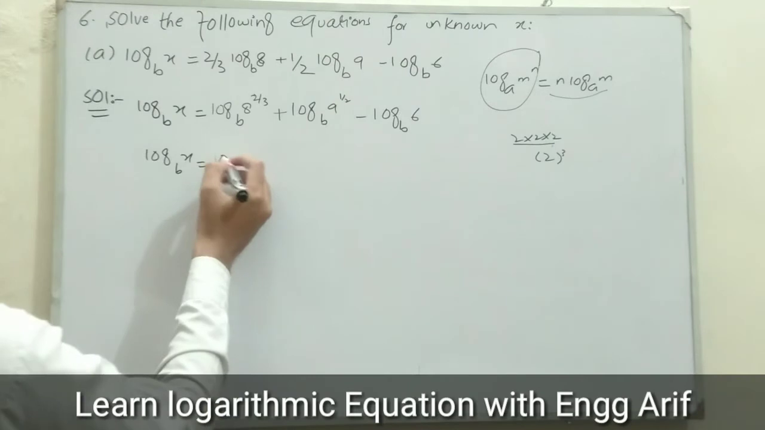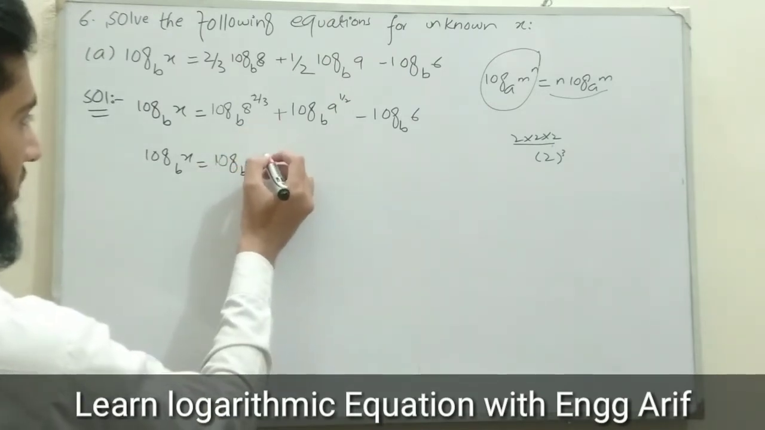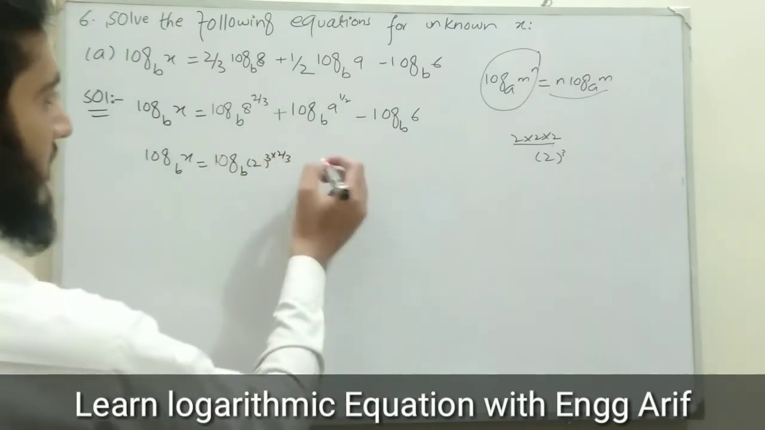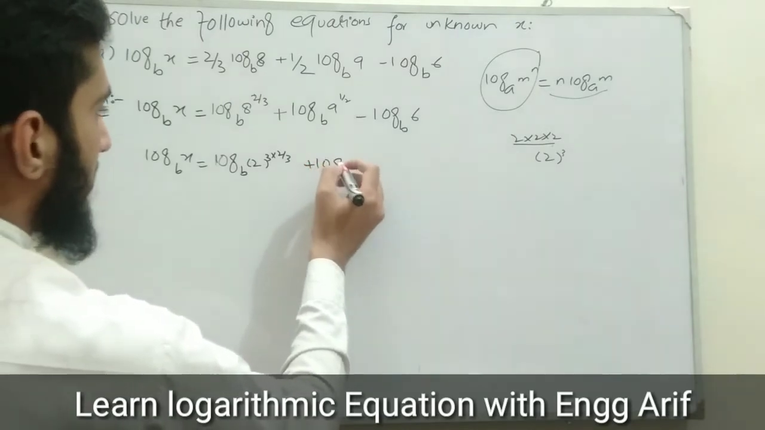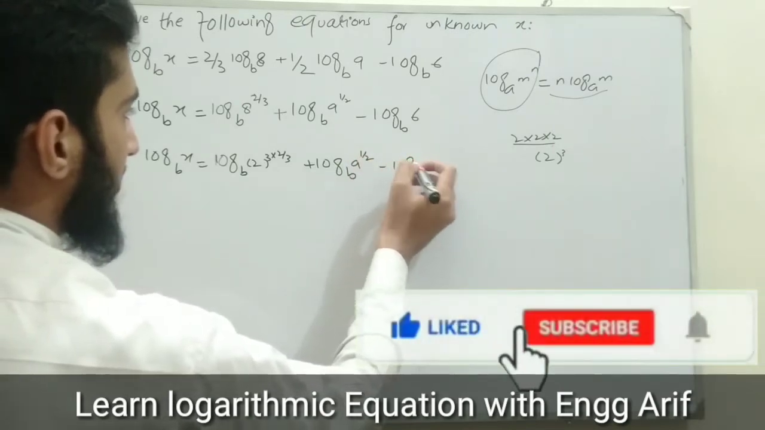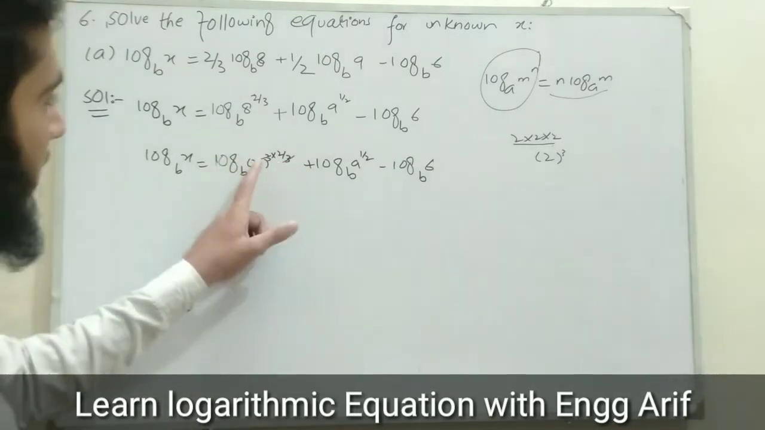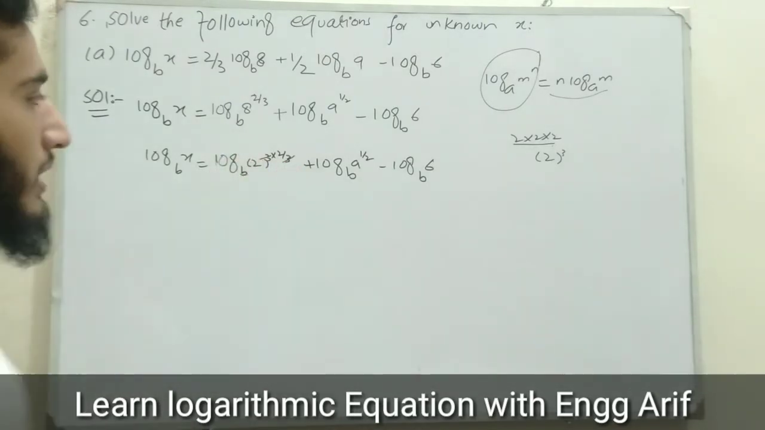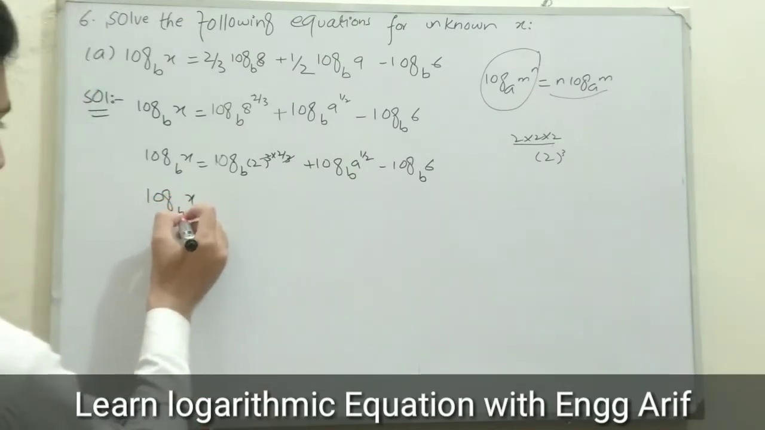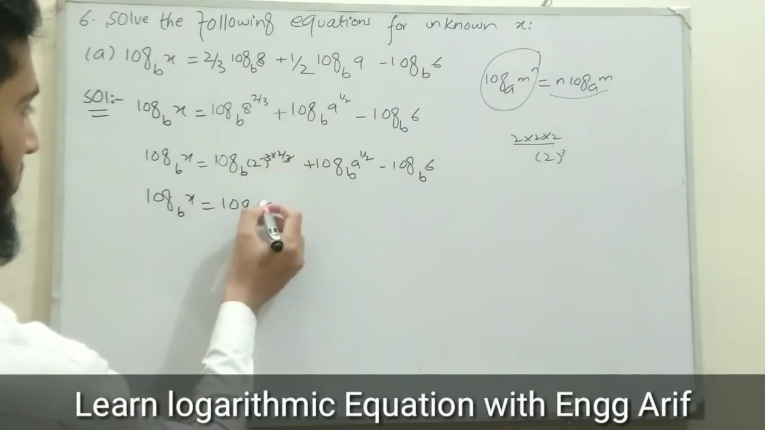So it becomes log of base b, and the power 8 can be written as 2 power 3, and here 2 by 3 will multiply with the power. After this plus log of b and 9, and the power is 1 over 2, minus log of 6 to the base b. Here this 3 will cancel out with 3 because 3 here is in multiplication and here it is in division, so they will cancel with each other according to the property. So log of x to the base b will be equal to log of b, here 2 power 2 gives us 4.